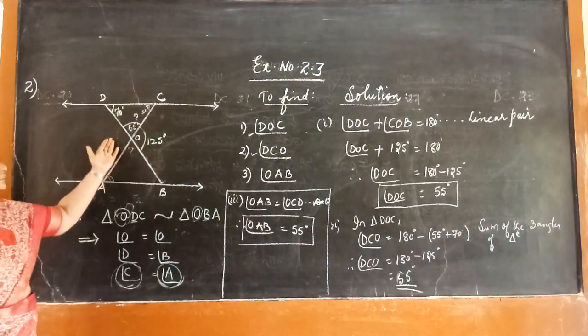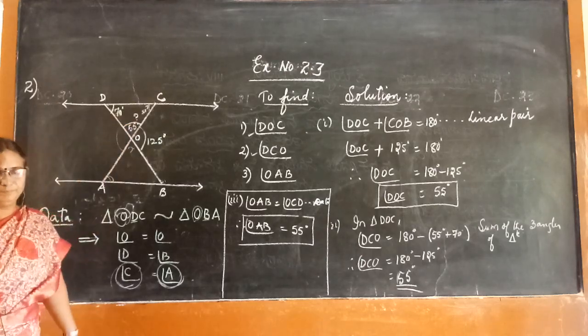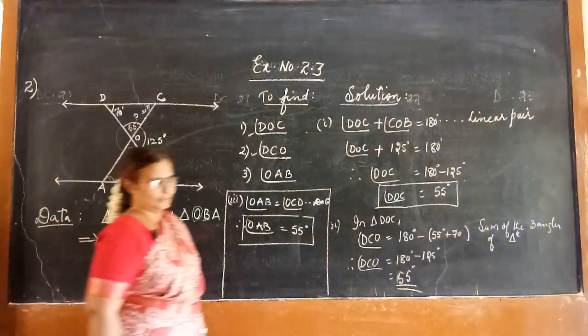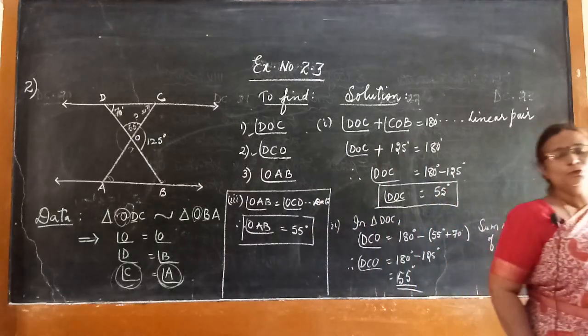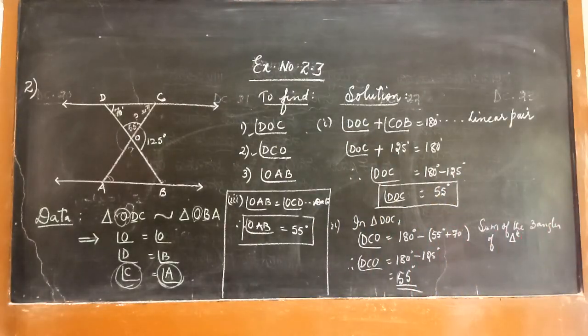But we can find 6 angles looking at this figure. I hope you understood, children. This is the 2.3 second problem.